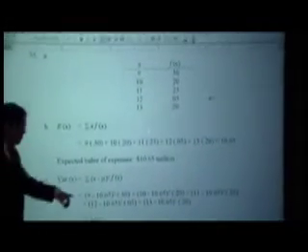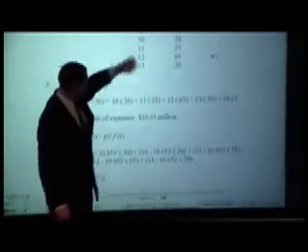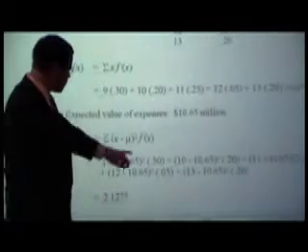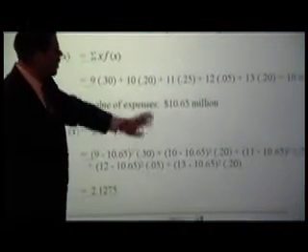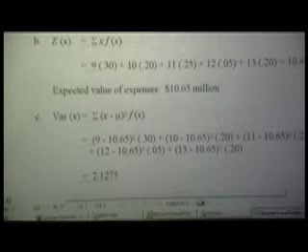Take each outcome, subtract the mean, square, and weight, add up all that, we get the variance of 2.1275. Now, what are the units here?